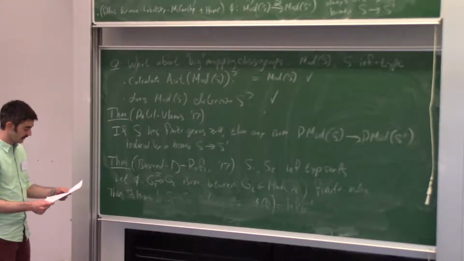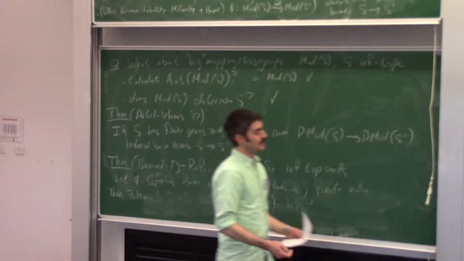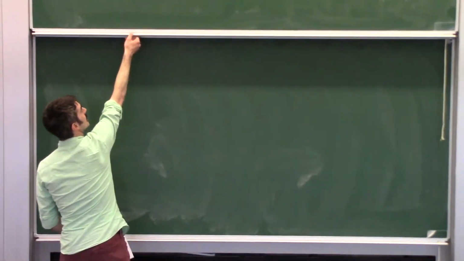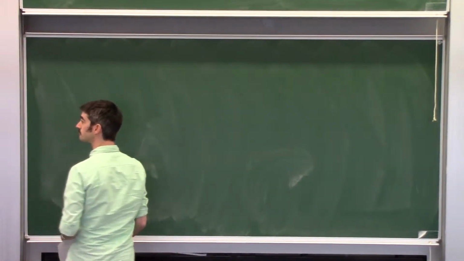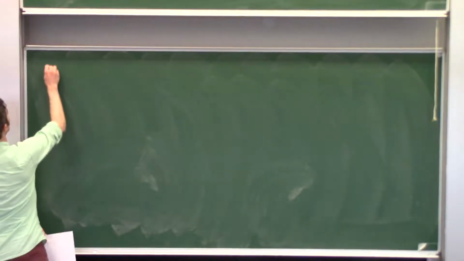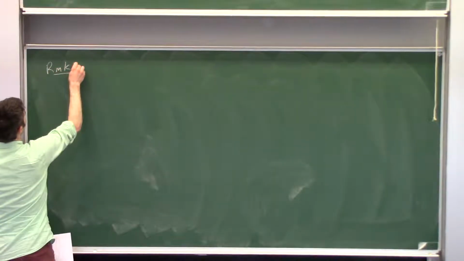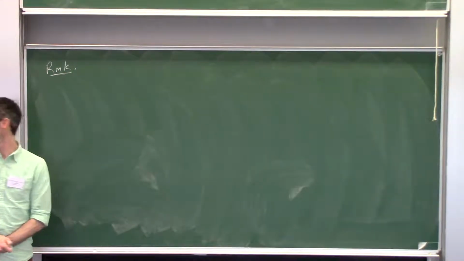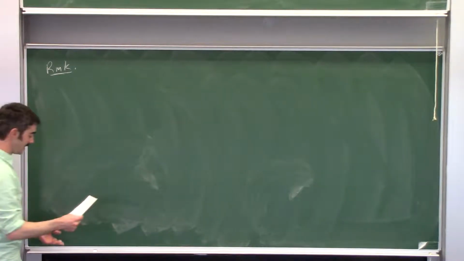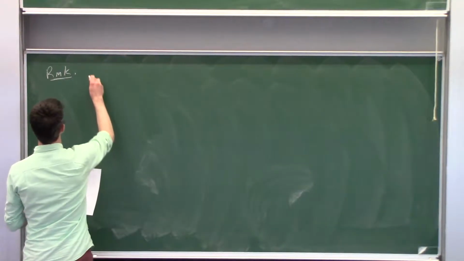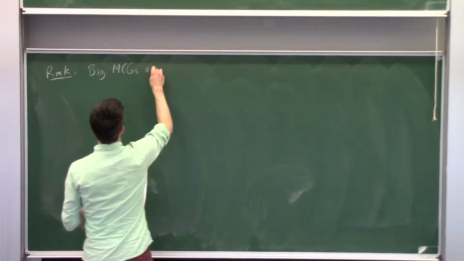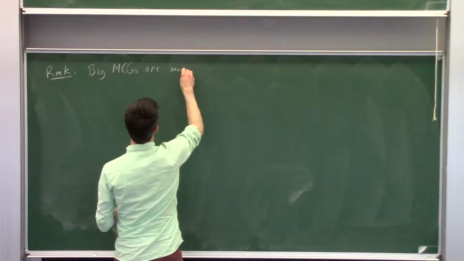Okay. All right, so that's the results. I want to spend the rest of the time discussing the proofs. Before getting to that, let me make one remark about the issues and difficulties that arise in going from the classical setting to the big mapping class group setting. We already saw some of this, but the remark is basically just that big mapping class groups are much bigger.